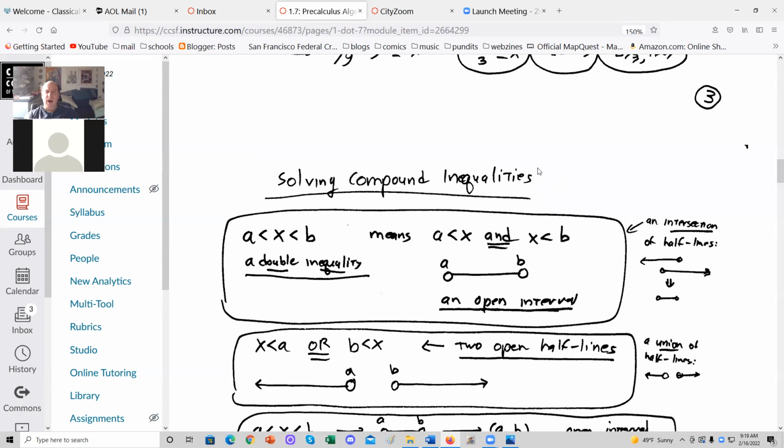Now we have compound inequalities. They look something like this: a less than x less than b. It's a double inequality. It means that a is less than x and x is less than b. So this can be thought of as an intersection of two half lines: the a less than x half line and the x less than b half line. They intersect to this, an interval. In this case, an open interval, because we do not include the endpoints.